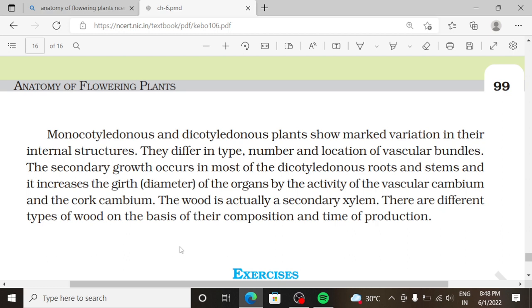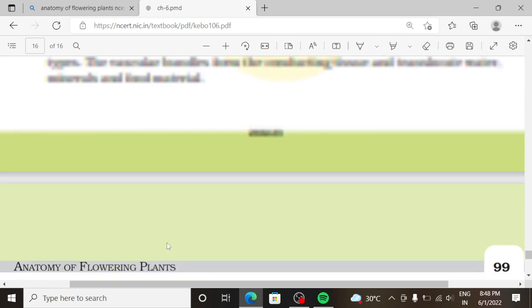The secondary growth occurs in most of the dicotyledonous roots and stems, and it increases the girth, that is diameter, of the organs, by the activity of vascular cambium and the cork cambium. The wood is actually a secondary xylem. There are different types of woods on the basis of their composition and time of production.